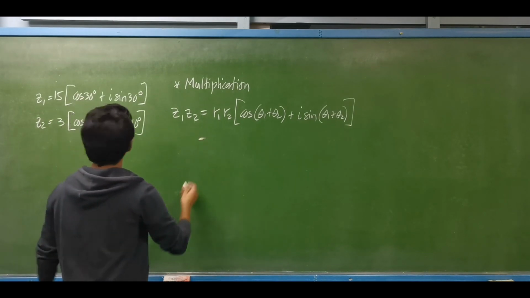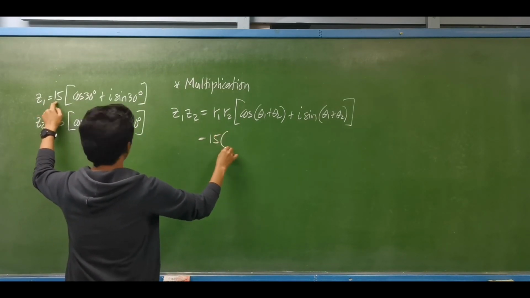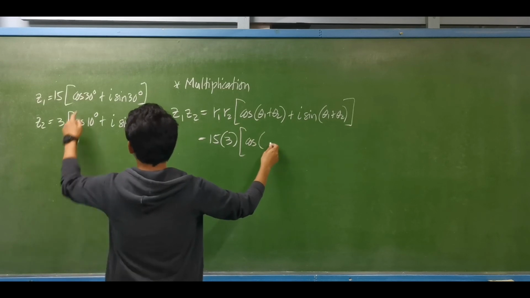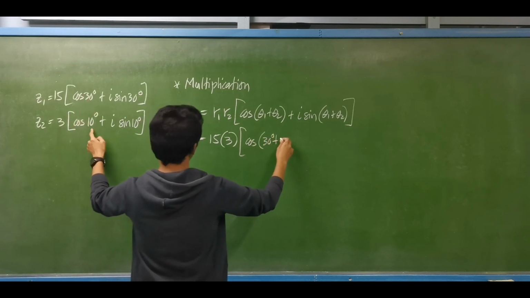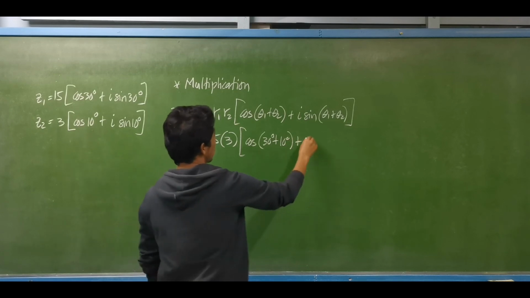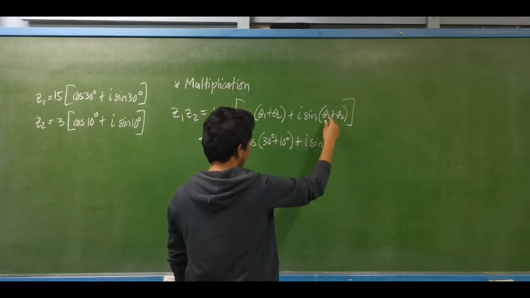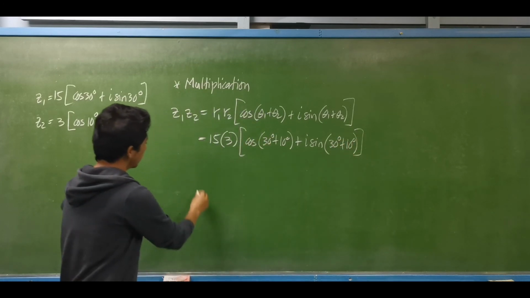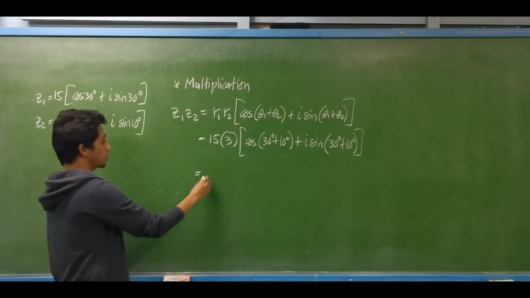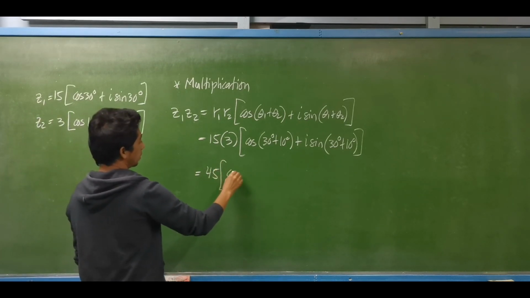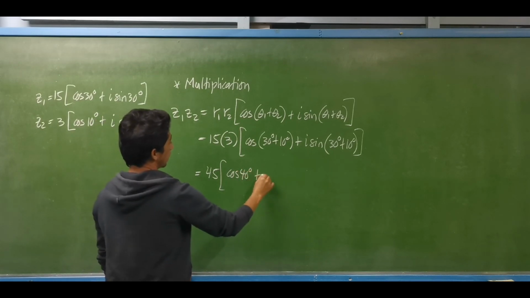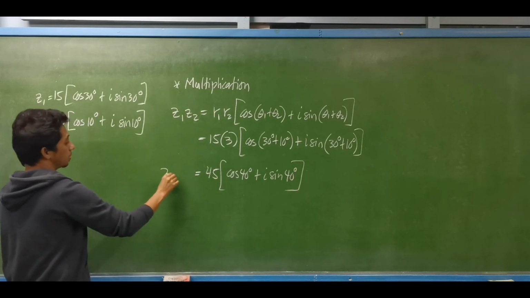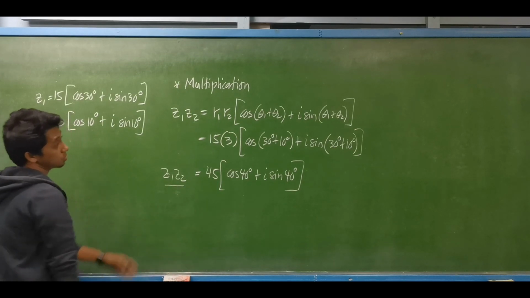So we have the product. What is our r1? That is 15, multiplied by r2, which is 3, multiplied by the quantity cosine of theta 1, which is 30 degrees, plus theta 2, which is 10 degrees, plus i sine of 30 degrees plus 10 degrees. So we have their product in polar form. This is 45 multiplied by the quantity of cosine 40 degrees plus i sine of 40 degrees. So this will be the product of z1 and z2. This is by multiplication.